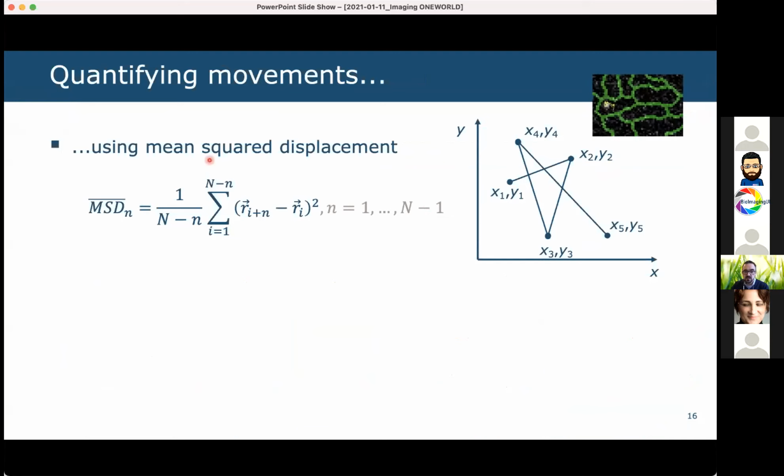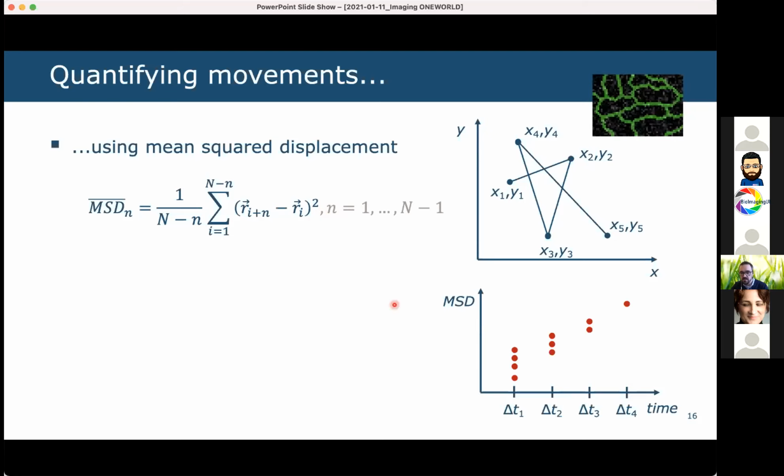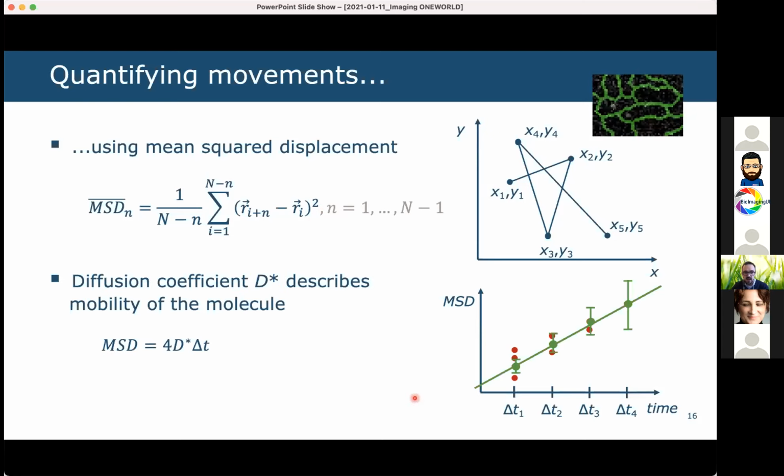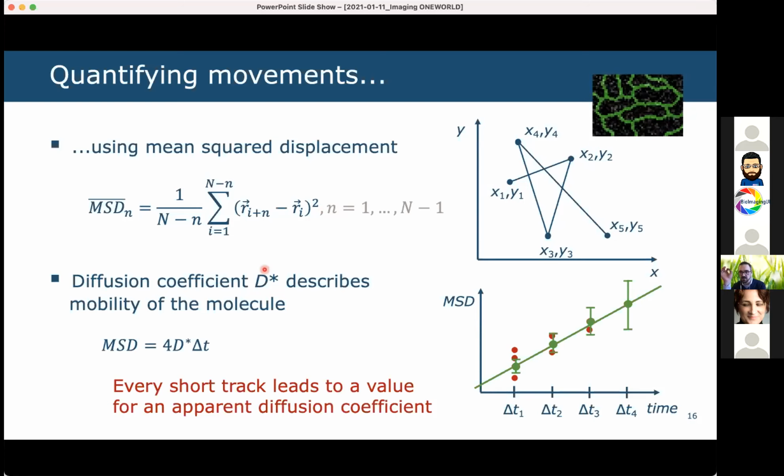And the idea is to use the so-called concept of mean square displacement. You always look at the distances between paired points. This is a track consisting of 5 localizations. We look at these distances, square them, normalize them, and we end up with a so-called mean square displacement, which allows us to calculate a diffusion coefficient. So for every single track, we can assign an apparent diffusion coefficient to it, so we know something about the mobility.